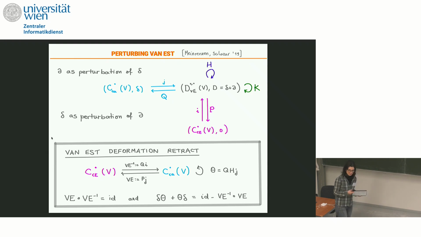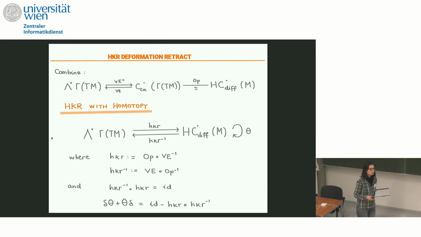So now you can really say what you want to say. You can really say the cohomology of the coalgebra complex is the same as Chevalley-Eilenberg via Van Est, okay, but you can say they are the same. And now you can put all together. So you can really combine the symbol calculus over there, which was an isomorphism, the Van Est retract over there, and what you get is, as promised, the HKR with the homotopy. The HKR theorem as a retract.